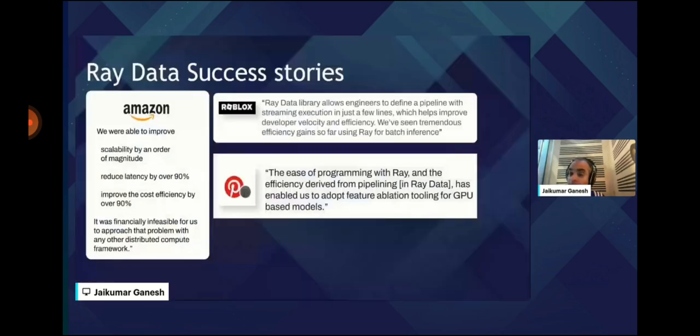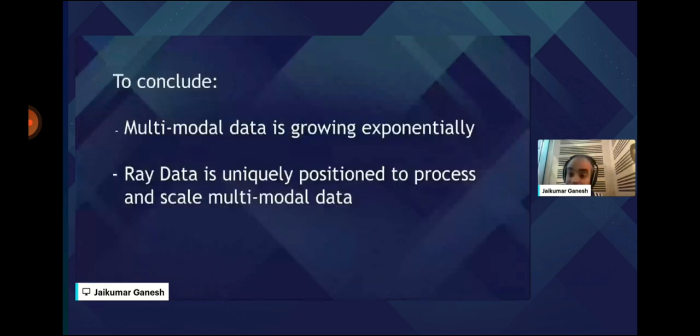Many companies have used Ray Data. Amazon was able to reduce latency and improve cost efficiency. Roblox uses it. Pinterest has seen benefits with Ray Data on their GPU-based models. So to conclude, the two points I want to make sure people take away from this talk are: multimodal data is growing exponentially, and Ray Data is uniquely positioned to process and scale multimodal data.